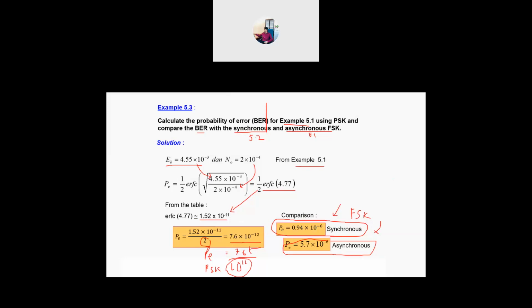For synchronous, you have 1 error bit over 10 to the power of 6 bits. For asynchronous, 6 error bits over 10 to the power of 6 bits. So asynchronous is the worst one, because you have a much higher bit error rate.